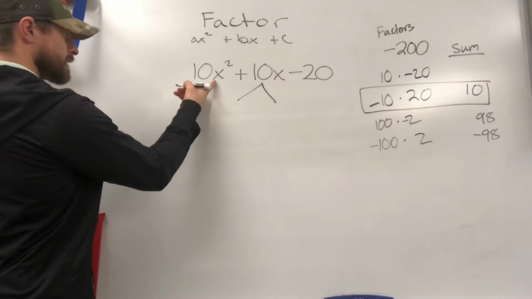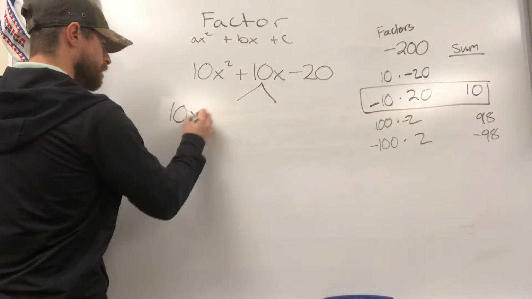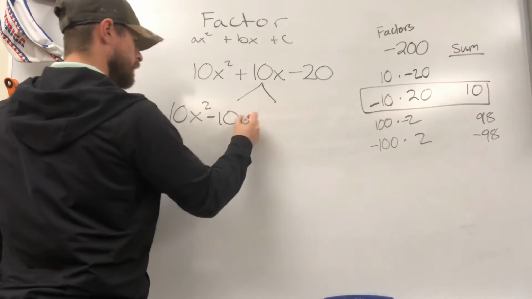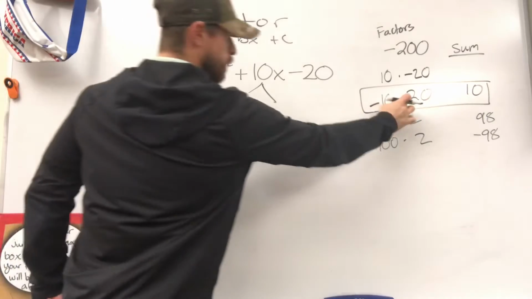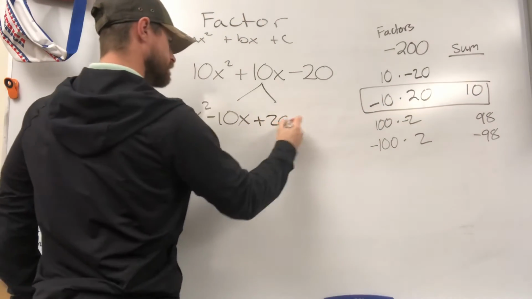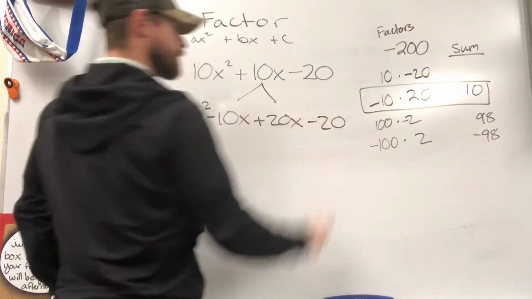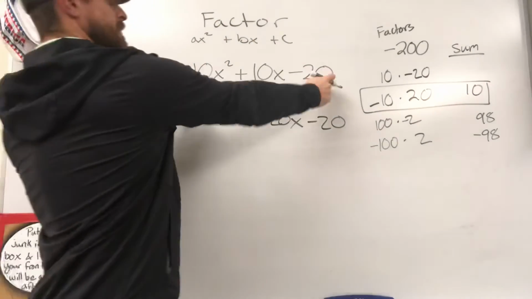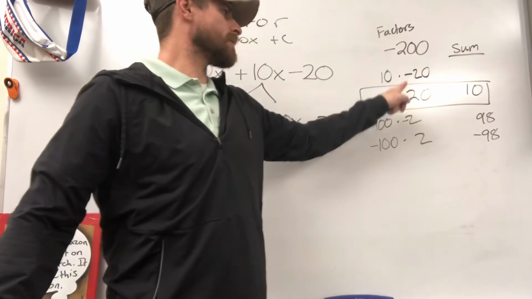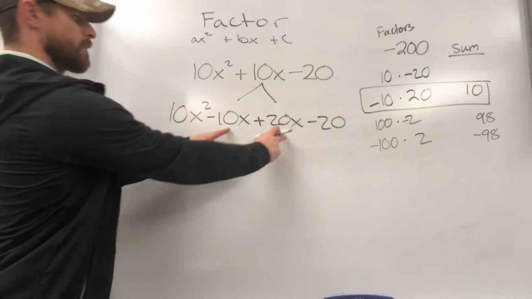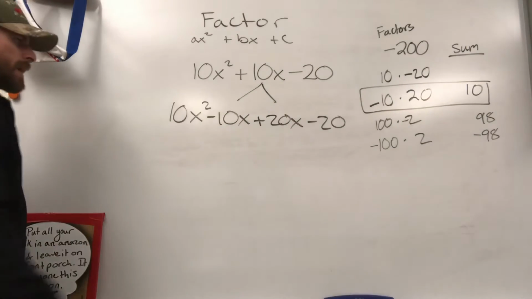term. So I'm just going to say 10x squared minus 10 with an x attached plus 20 with an x attached minus 20. Okay, again, multiply a times c, find the factors. Find the one you like, rewrite the b term. All right, here we go.